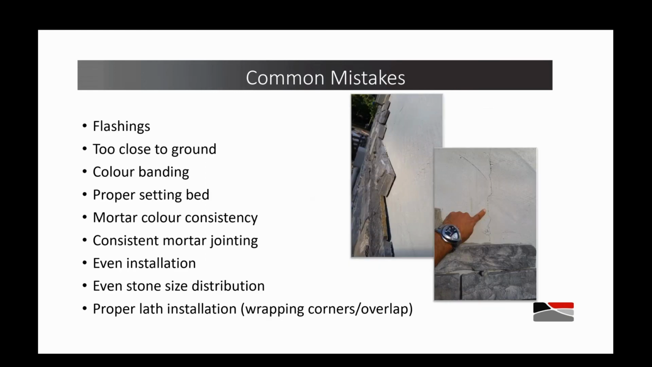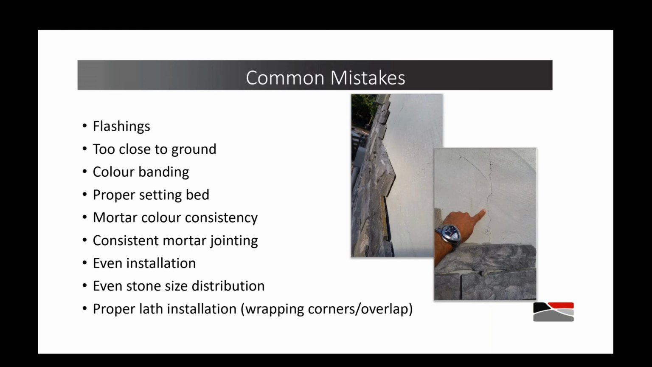Okay, so moving on, let's look at some common mistakes that we see with installation. We often see flashings either improperly installed or missing. We frequently see stone going too close down to grade or to the ground. Color banding that can exist. Improper setting bed. You can see an example in the first picture on the right there of the, you see the shadowing behind that stone.